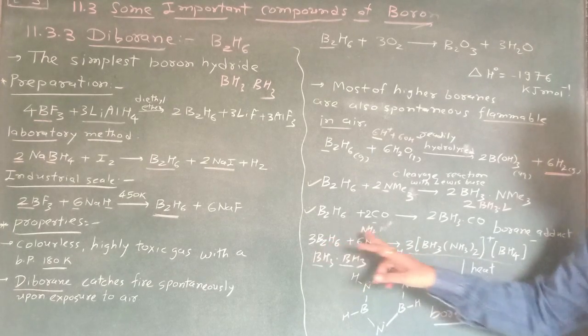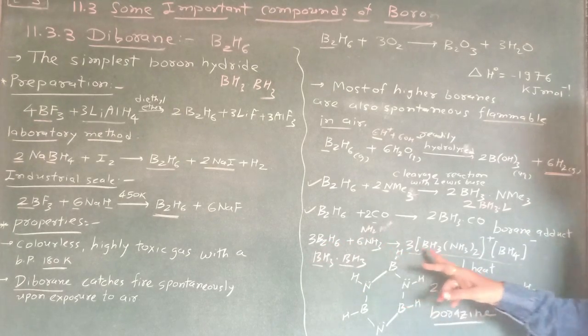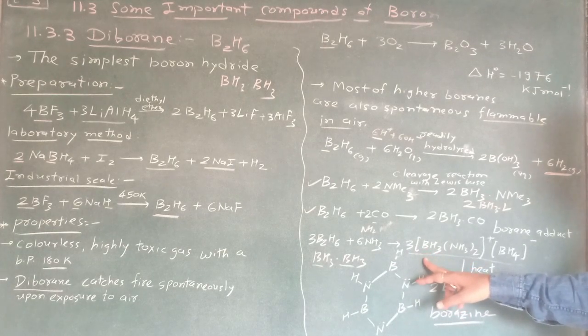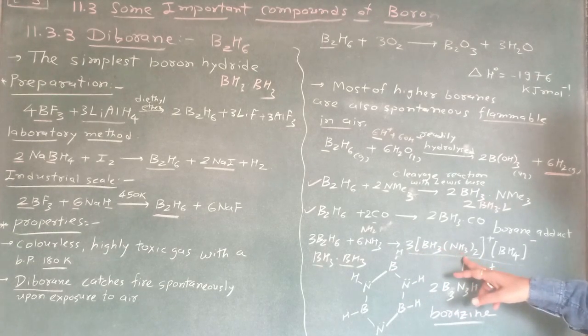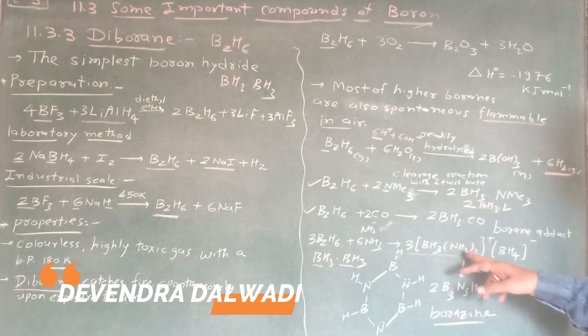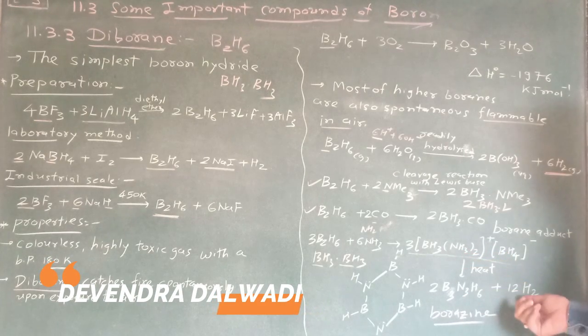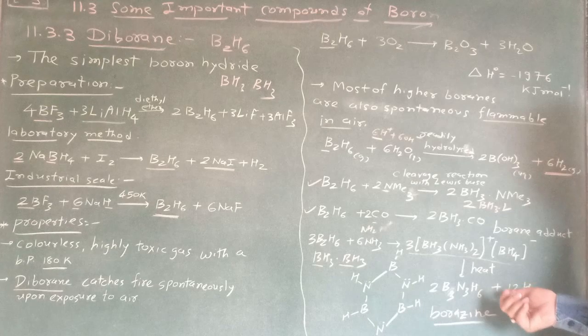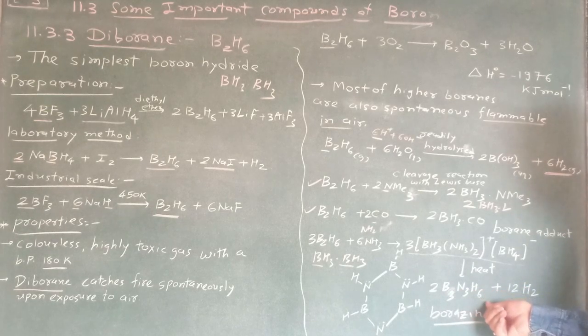So from diborane you have to add 6 moles of ammonia. It gives 3 moles of [BH2(NH3)2]+ and BH4-. Okay, a double complex: cationic complex and anionic complex. If we heat, then you see how many moles of hydrogen are removed. So here B3N3H6 is obtained.